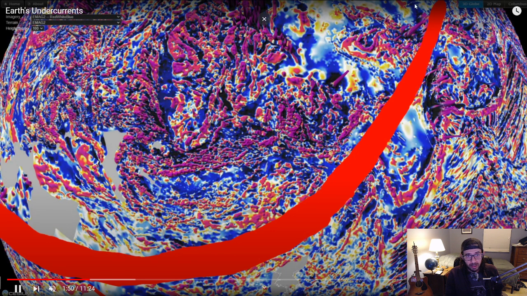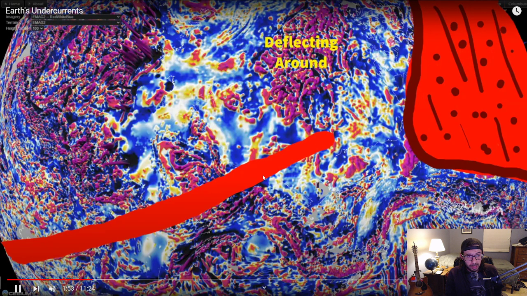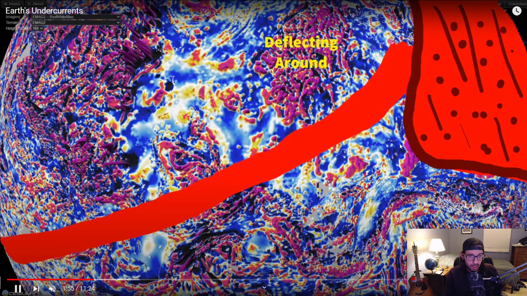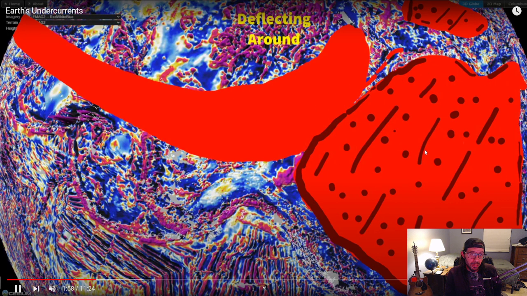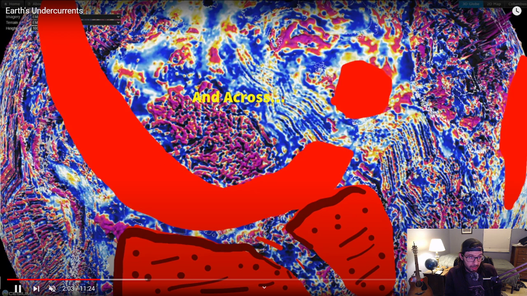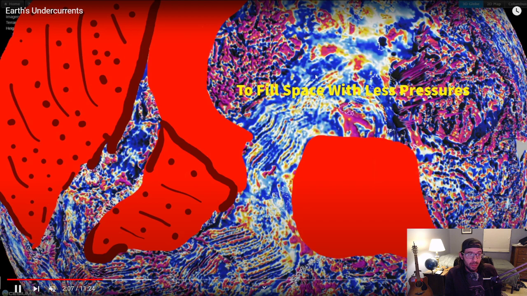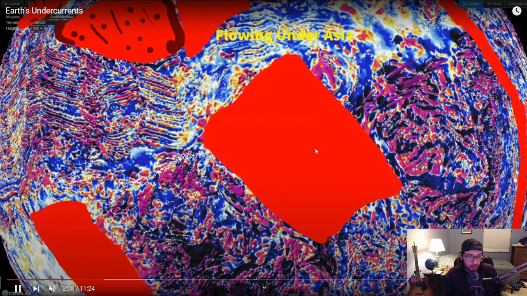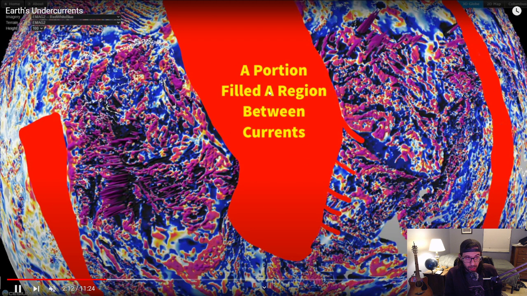I think I should have put it more there. But essentially it comes across past the boundary that formed by running underneath the ocean, and then it physically wraps around, which then generally begins to form this structure throughout the process. Also, this is happening throughout the process. And then it flows across under Asia. A portion filled a region between currents.